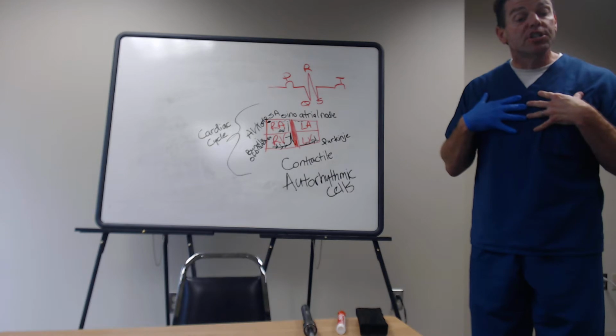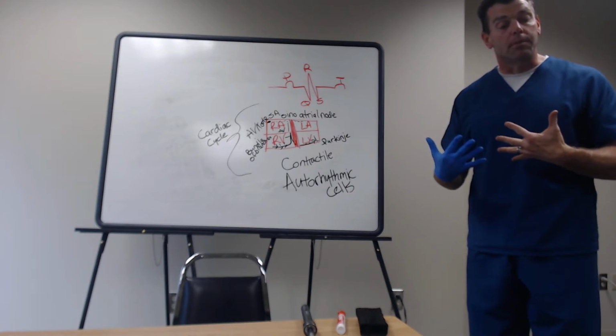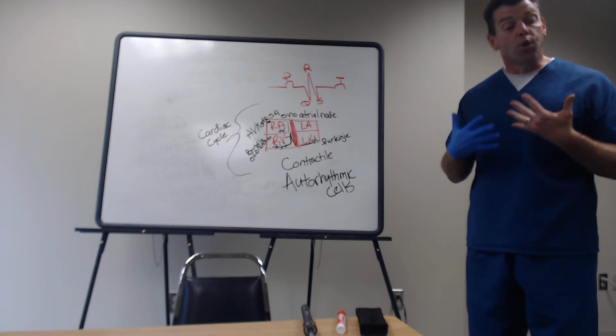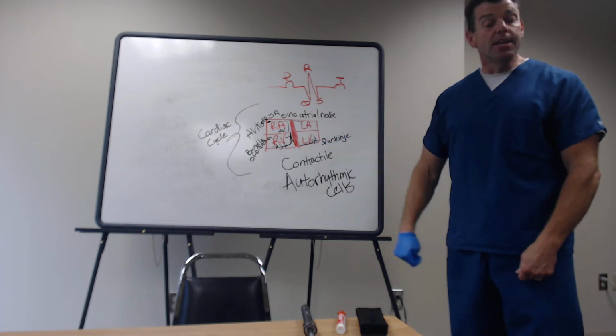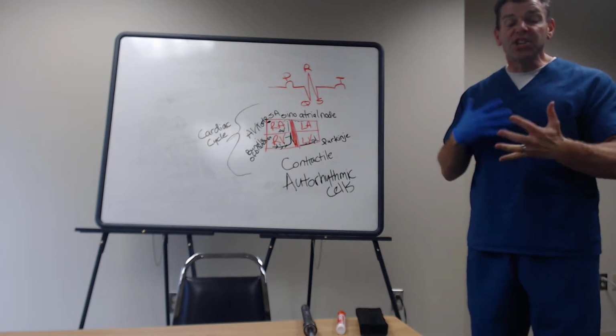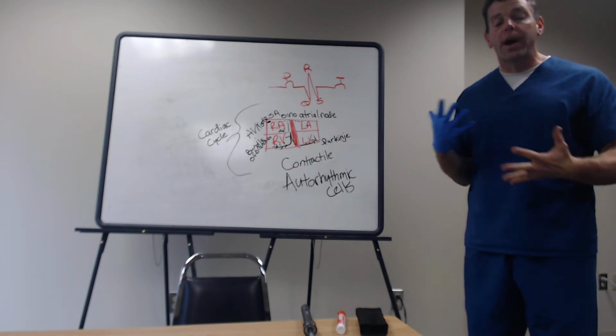And if, for example, somebody has a problem and their SA node can no longer conduct the way it should, then the AV node will conduct. Okay, sort of like the understudy. But it's not as good. So things don't work quite as rhythmically.